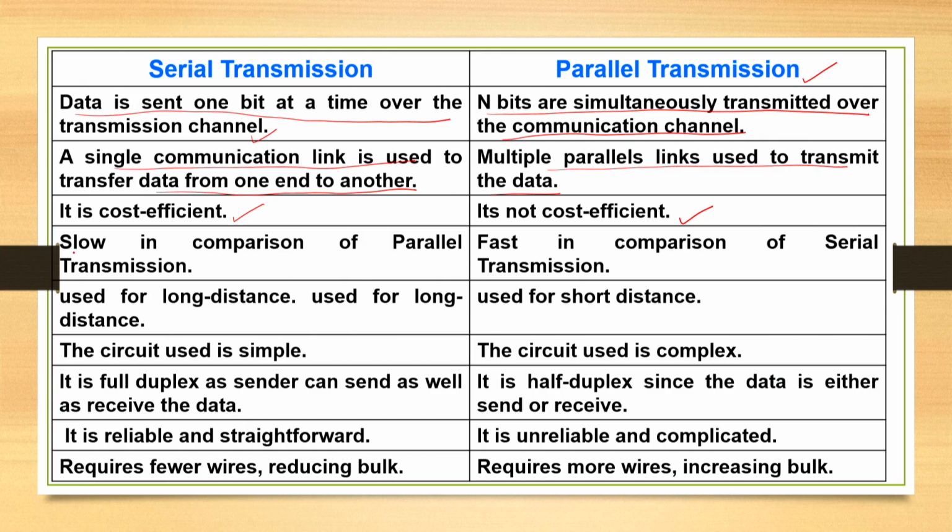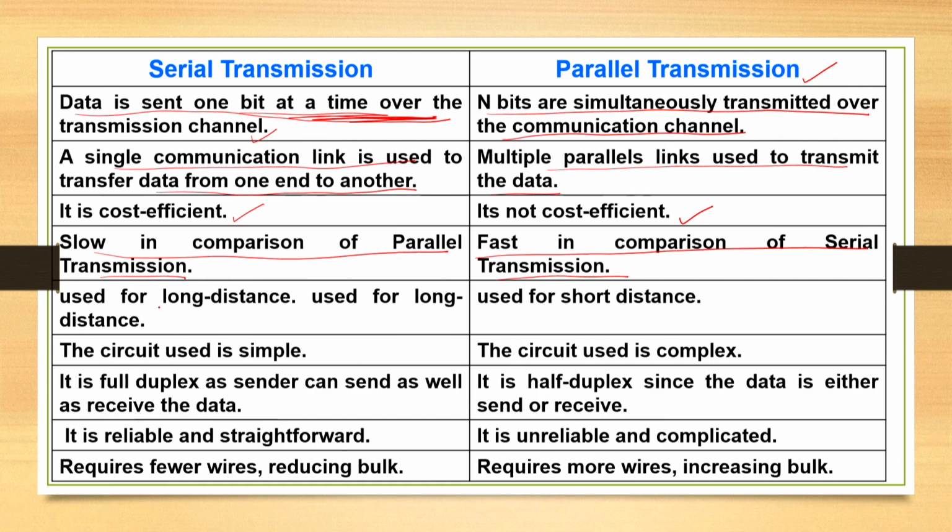Serial transmission is slow in comparison to parallel transmission. Why? Because it sends one bit at a time over a transmission channel. Parallel transmission is fast in comparison to serial. Why? Because it transmits n bits simultaneously over the transmission channel.